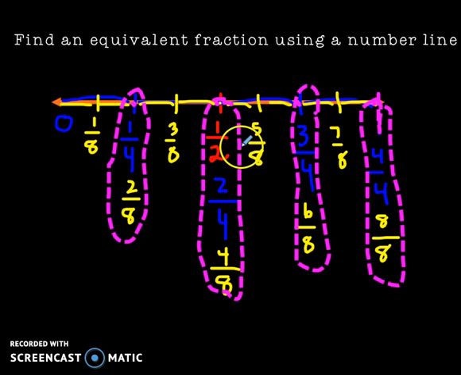And that's how we can use a number line to find an equivalent fraction.